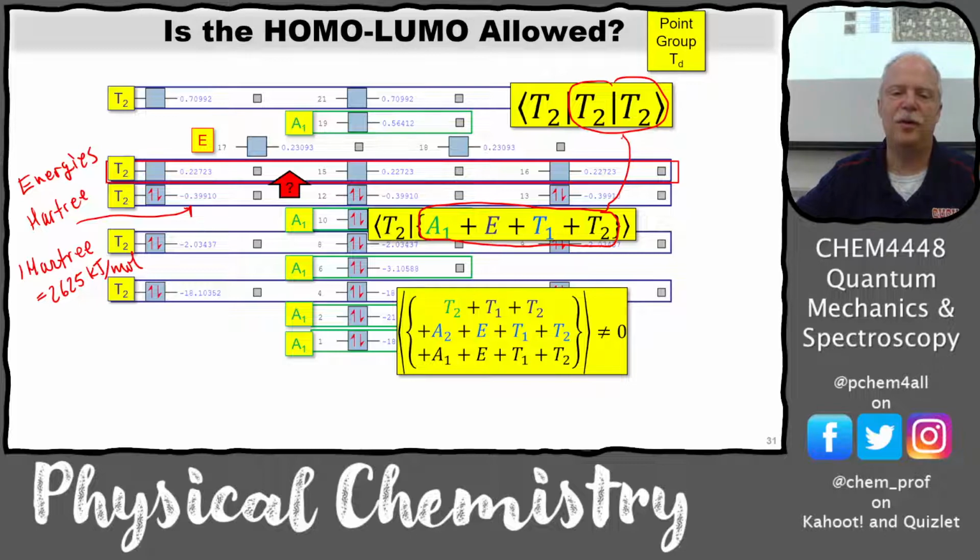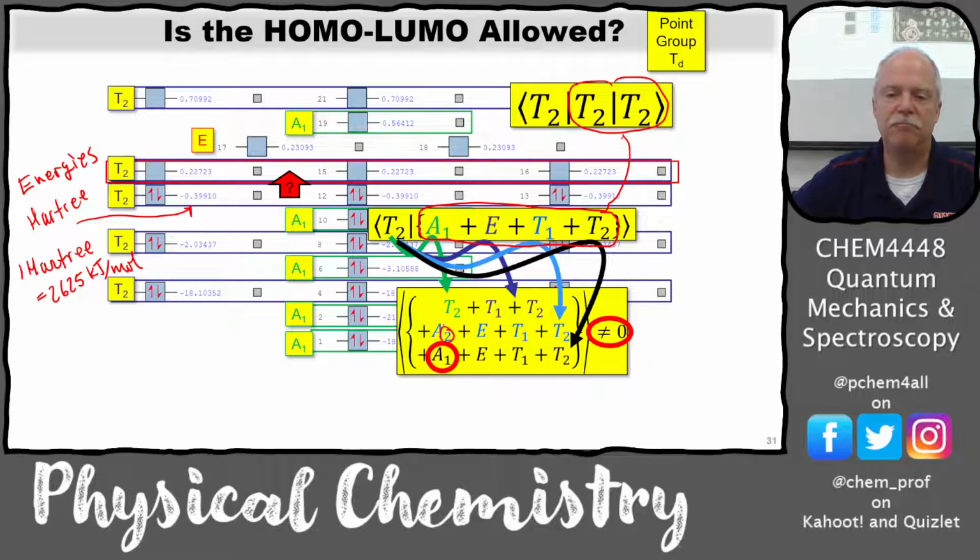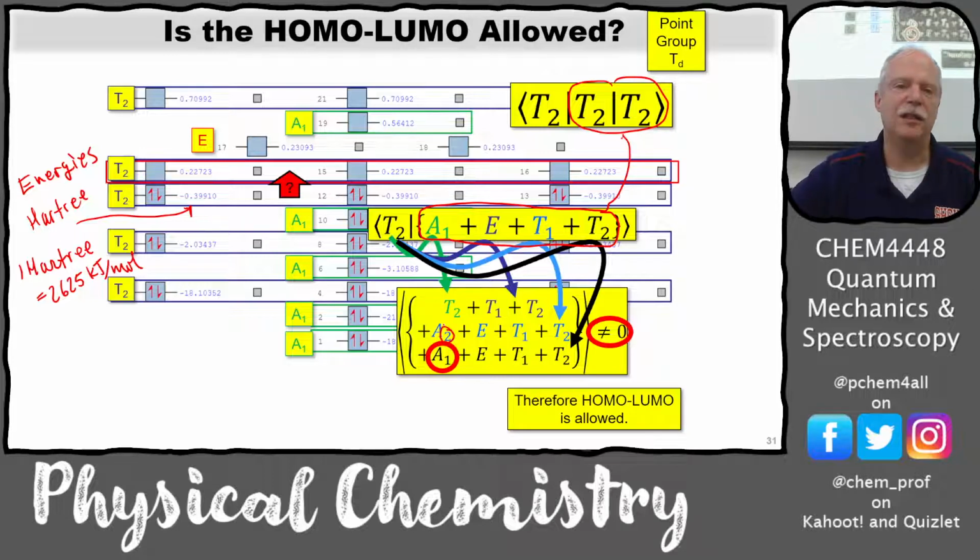So here's the whole grouping of everything. Again, color-coded. That first term gives us T2. The second term gives us two terms that are T1 and T2. And then the T1 gives us the light blue terms, which is almost there, but it's a T2 times T1. Because those numbers are different, it gives us an A2. And then we have T2 times T2, which gives us that A1. So we do have an A1 in that group, so it's allowed. That integral is not equal to 0. And so the HOMO to LUMO transition is allowed in this tetrahedral complex.